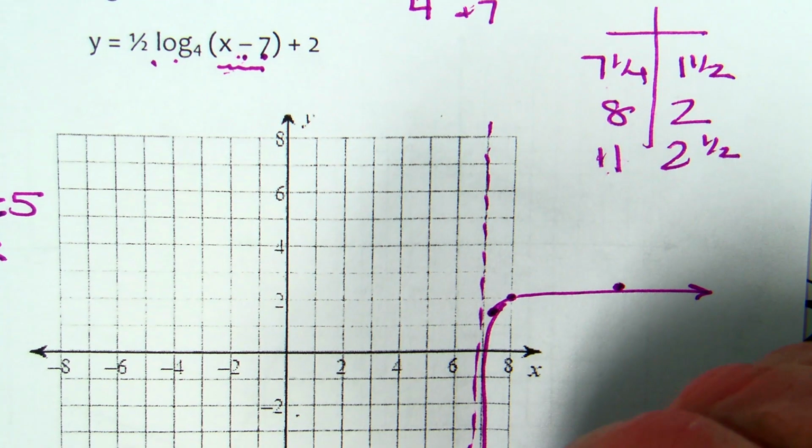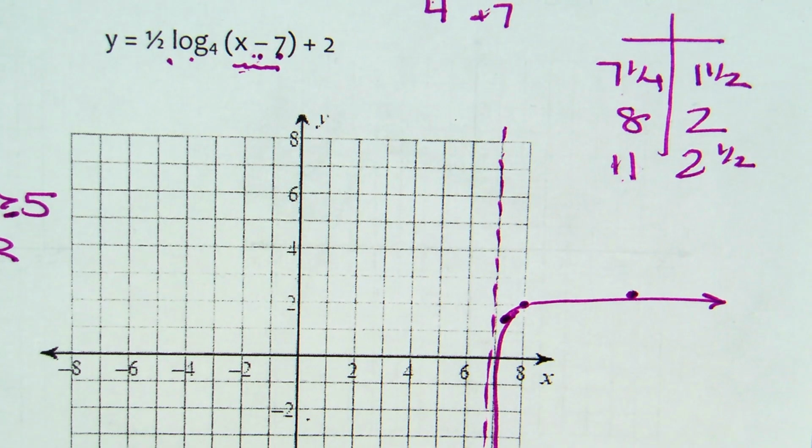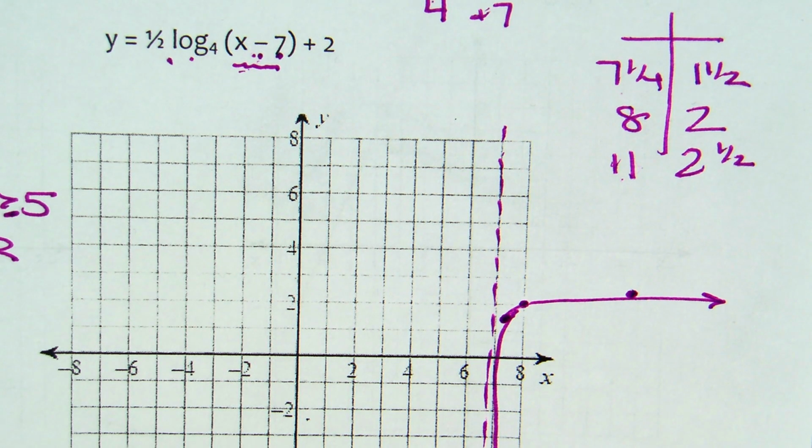So with these ones, the asymptote is always going to be vertical. You have to remember, this is the inverse of exponential, so everything we did for exponential is going to be the opposite. And the asymptote is the one inside the parentheses. It's not the one that's outside.